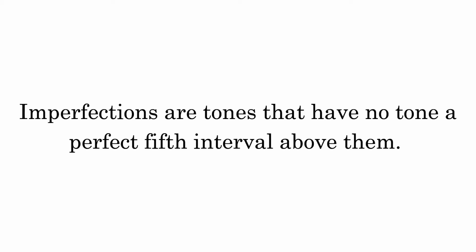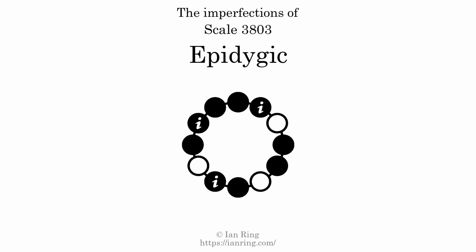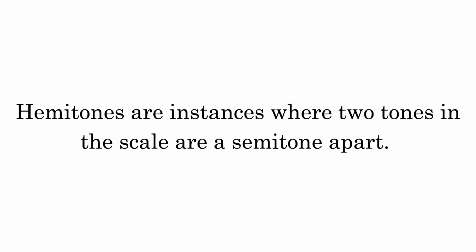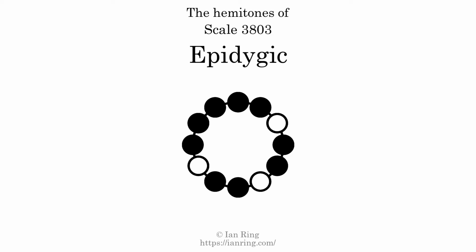Imperfections are tones that have no tone or perfect fifth interval above them. This scale has 3 imperfections. They are at positions here, here, and here. Hemitones are instances where two tones in the scale are a semitone apart. This scale has 6 hemitones. They are at positions here, here, here, here, here, and here.